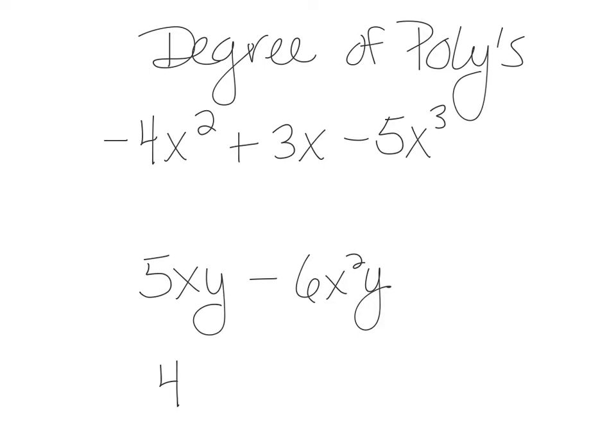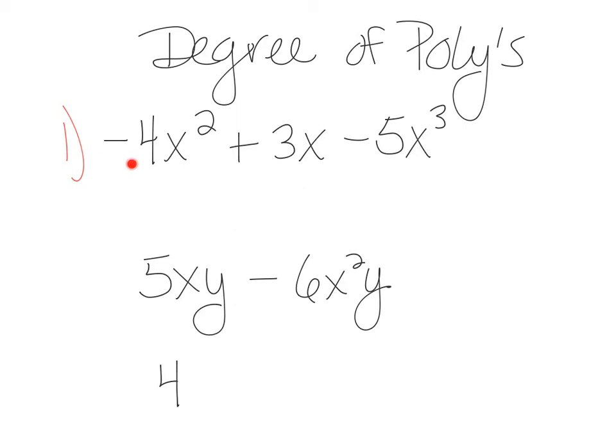So to determine the degree of polynomials, we said the degree was the highest power that we see in our terms. So what I do is go through each of my terms and determine the degree of each. The highest one is the degree of the entire polynomial. So let's start with this first example here. Negative 4x squared plus 3x minus 5x cubed.